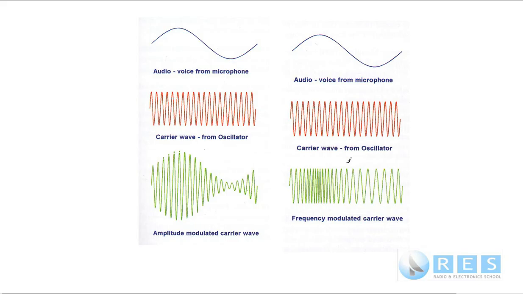FM signals tend to be a larger bandwidth than AM signals. That means they take up more room in the radio spectrum than do AM signals. A typical amateur FM transmission is 16 kilohertz wide. A typical amateur SSB transmission is 3 kilohertz wide, and double sideband, which is what most people call AM, is about 6 kilohertz wide.